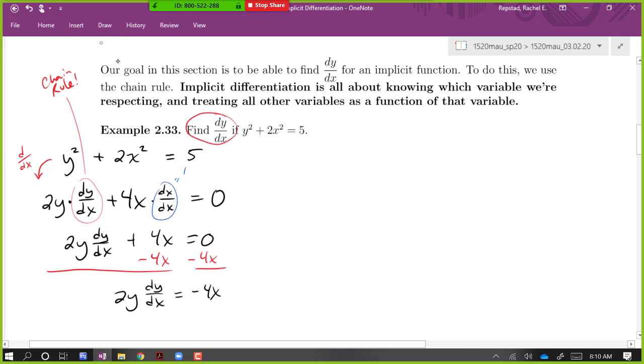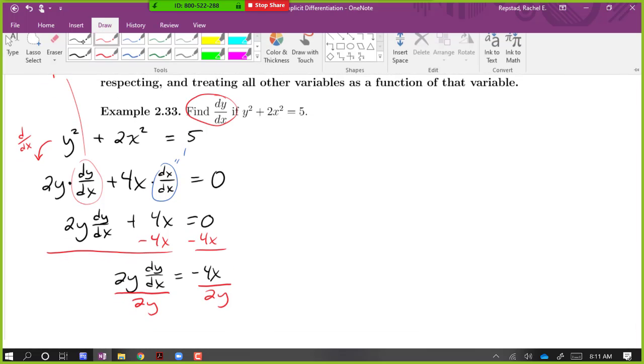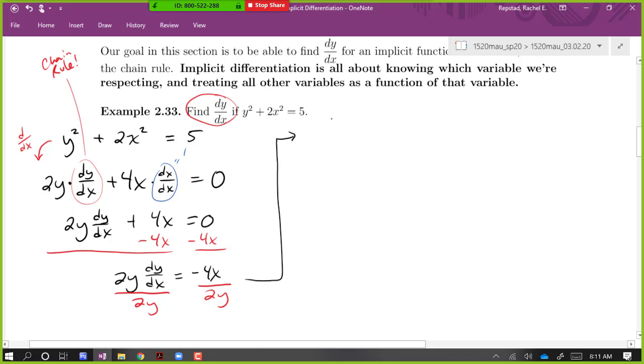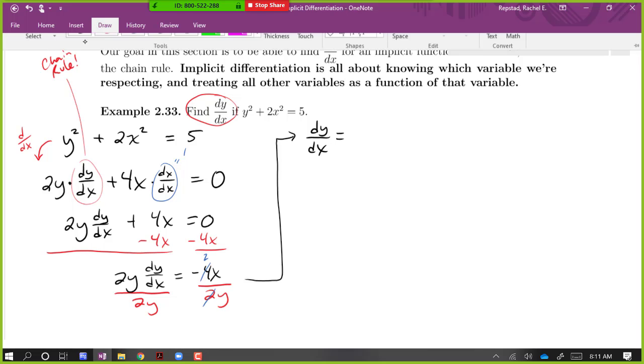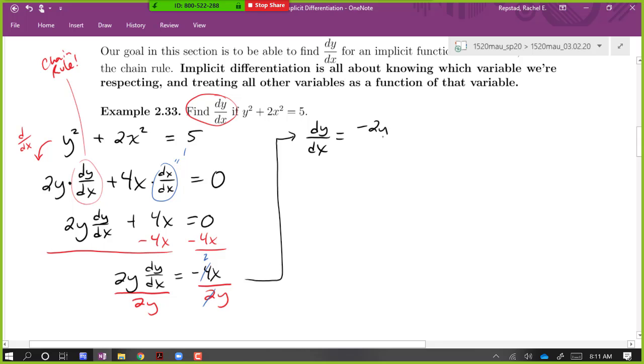And now it's all over but the shouting. To get dy dx by itself, we just divide by 2y. I'm going to bring this up here. We get dy dx equals, and if we do some reducing, the 2 cancels there, so we get minus 2x over y. Now that's pretty common when we find dy dx using implicit differentiation. Sorry, I just screwed that up. Let's see, minus 2x over y.